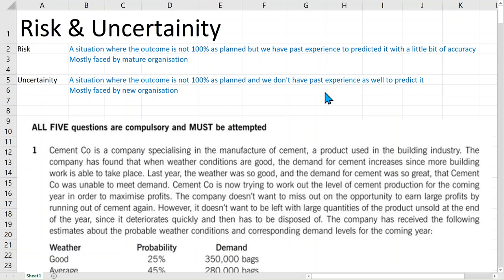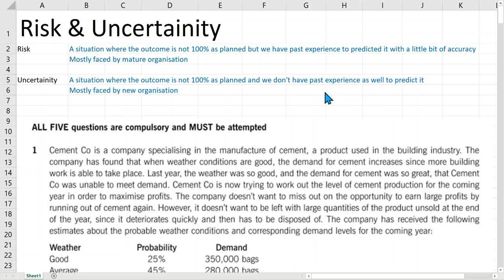But a risk situation is where we have past experience, and with that we can predict it a little bit with accuracy. Not with 100% accuracy, a little bit of accuracy. Risk is faced by mature organizations that have been doing business for many years. They have seen many situations and they can predict things.